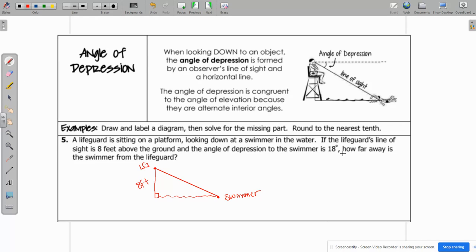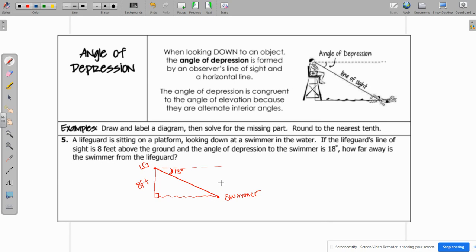However, the angle of depression being 18 degrees is actually not part of this triangle because remember, it's the angle of depression from the lifeguard, and the angle of depression is always from a horizontal. So we would have to actually draw in the horizontal line that the angle is beneath. So this is actually the angle of depression right here. This is the 18-degree angle, which is not inside of this particular triangle.